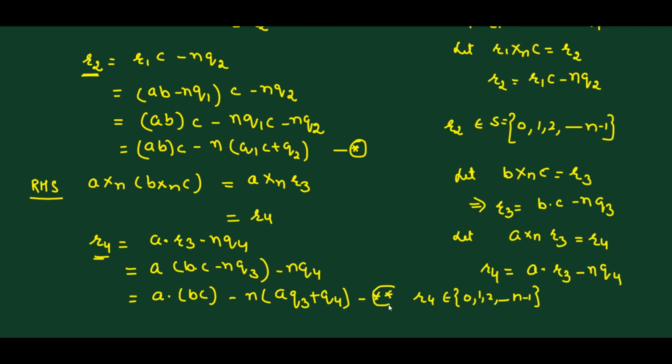Both R2 and R4 are remainders when ABC is divided by n. Similarly, R4 is the remainder when ABC is divided by n. It means you are dividing the same quantity by n. One time you get the remainder R2 and second time you get the remainder R4, but you know that if the number is same, the remainders are same. So this implies R2 must be equal to R4, and this implies left hand side is equal to right hand side, and this establishes the associativity of this operation.